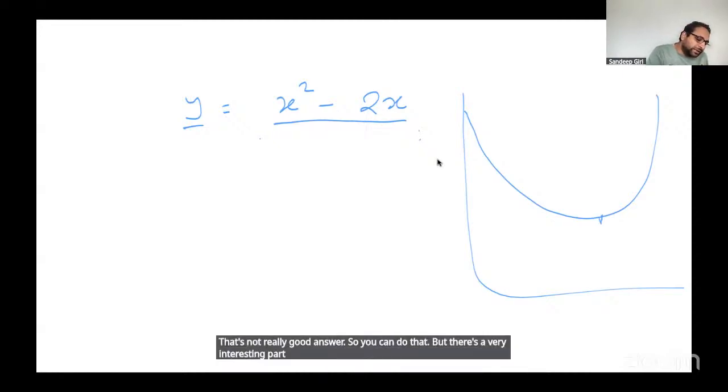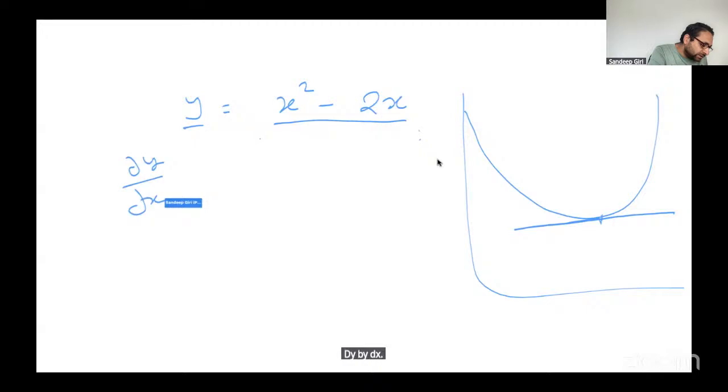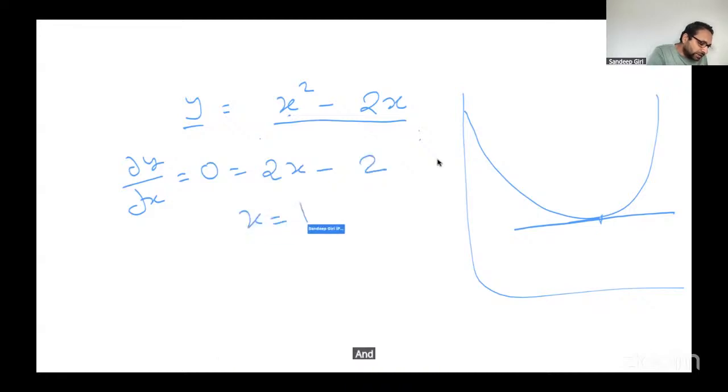The interesting part is the gradient at the minima as well as maxima is horizontal, right? The rate of change of y with respect to x is horizontal, which means dy by dx equals 0. And we know the formula. This is 2x minus 2, and therefore x equal to 1.